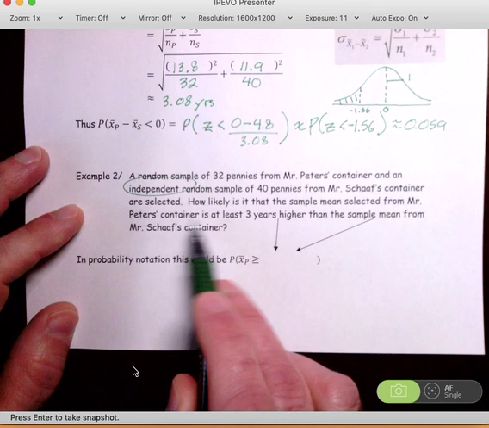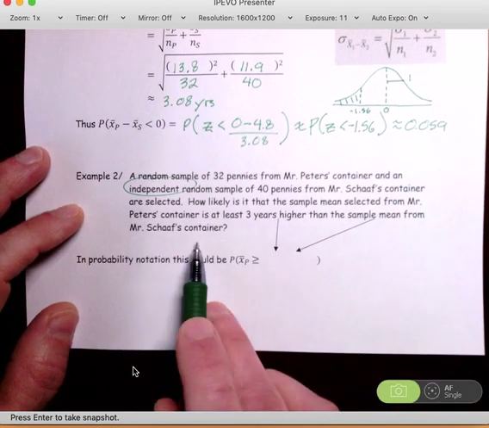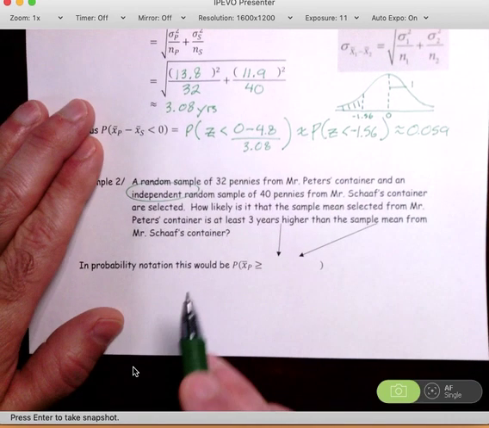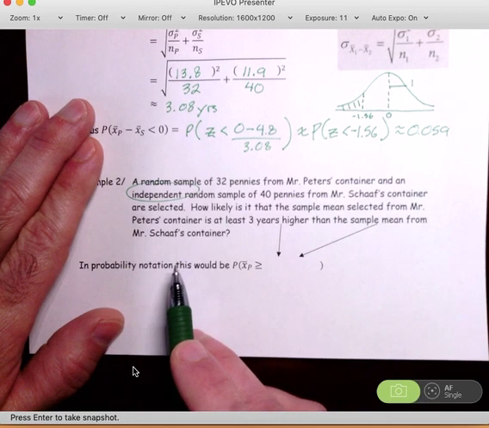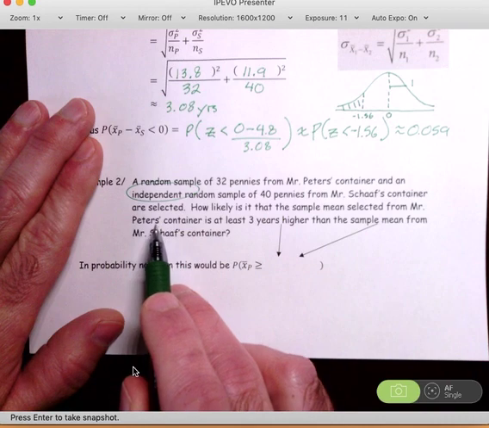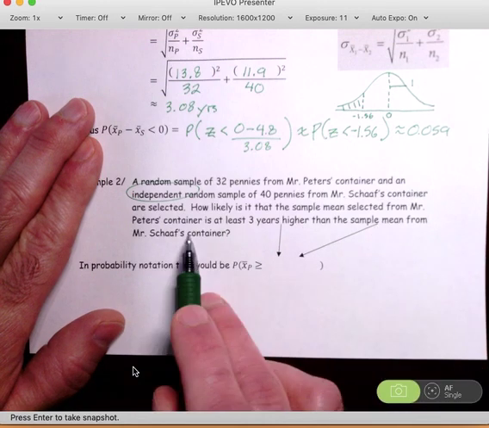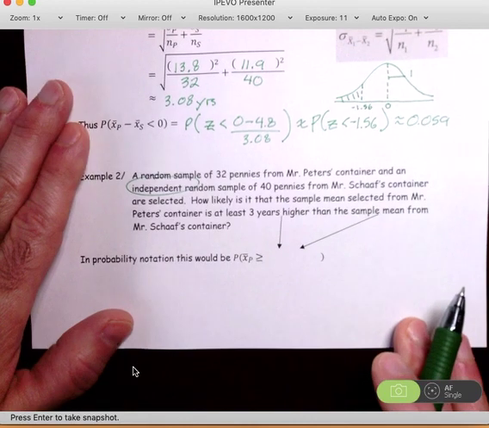Peters' container is at least 3 years higher than the sample mean from Mr. Schaaf's container? Well, I would expect this to be a more likely outcome because the population mean is larger in Mr. Peters' container. So how likely is it that the sample mean selected from Mr. Peters' container is at least 3 years higher than the sample mean from my container? Well, I would expect this to be a much more likely event. That's what we will see.